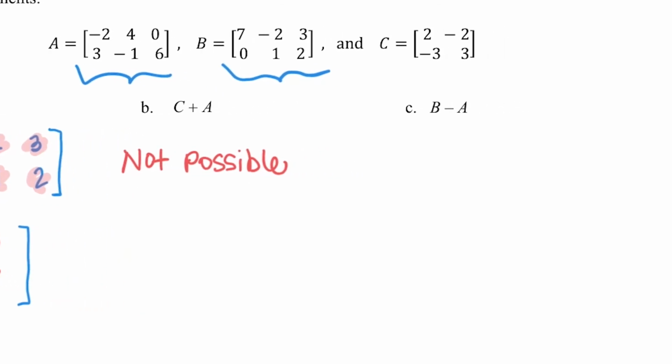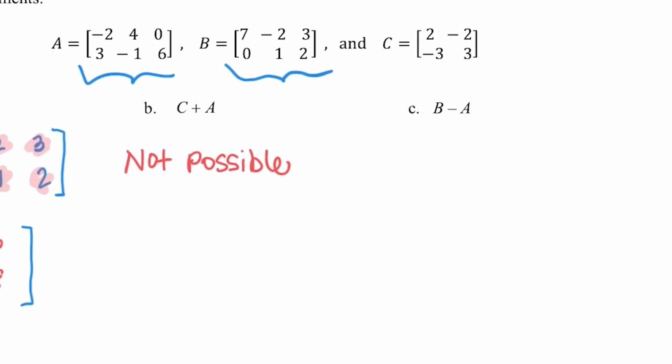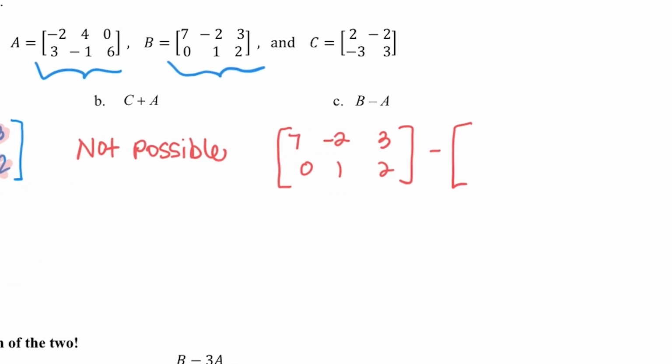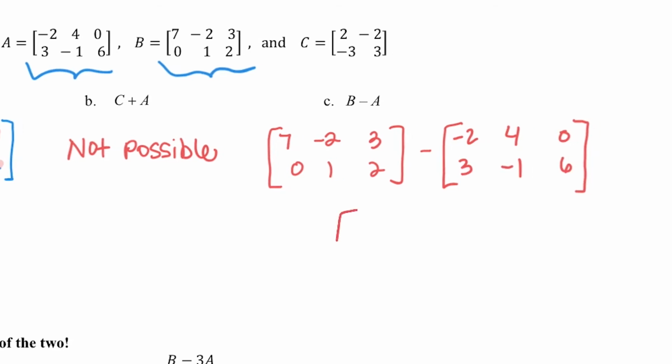Then we'll have a subtraction example. So we have B minus A, and we already know that those two are the same size based on us adding them together before. So now we have matrix B minus matrix A. And similarly to how we added, we'll just subtract the corresponding elements.